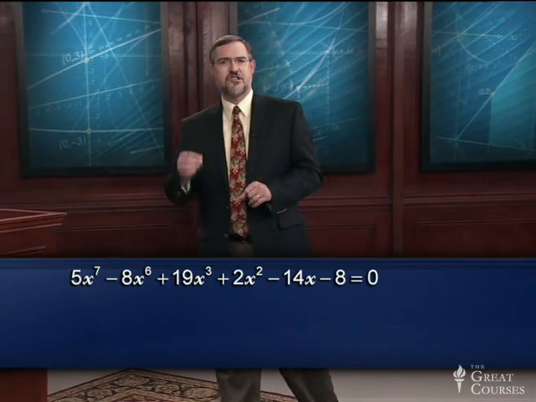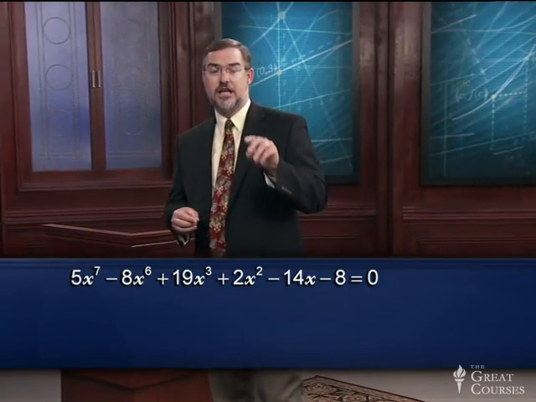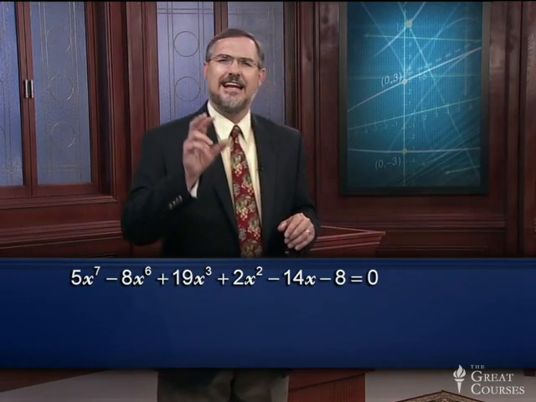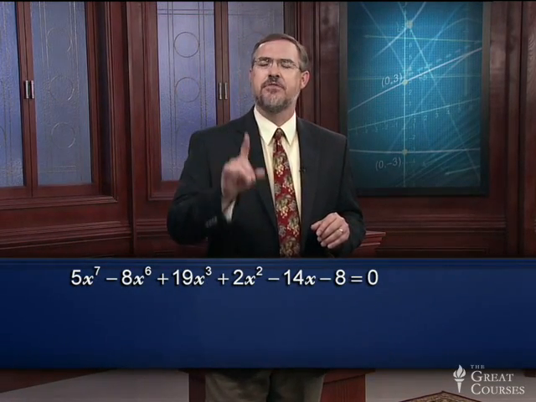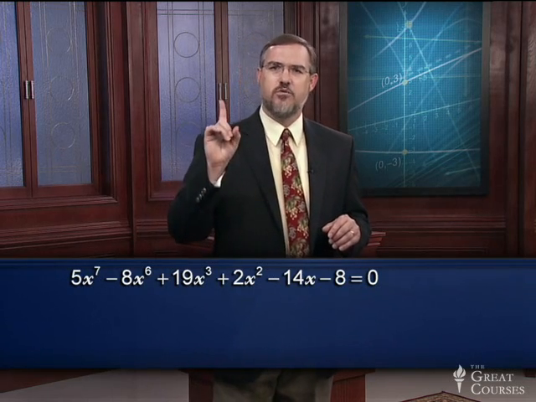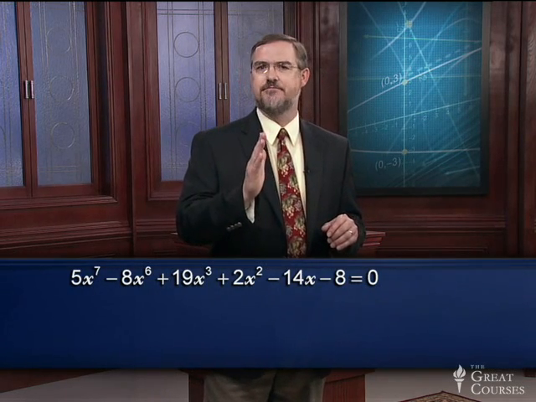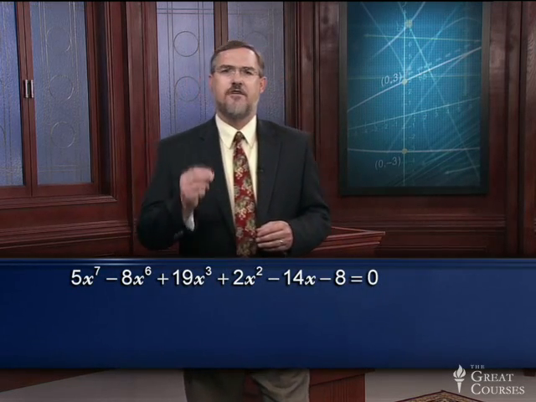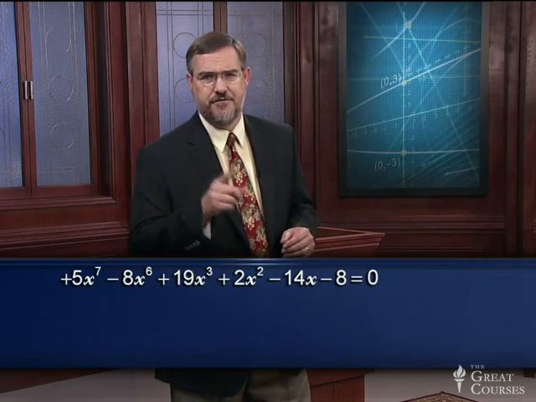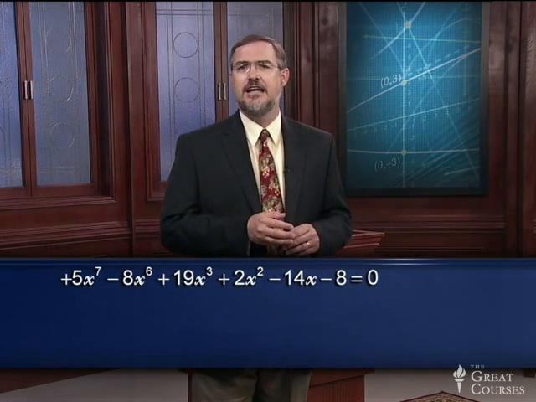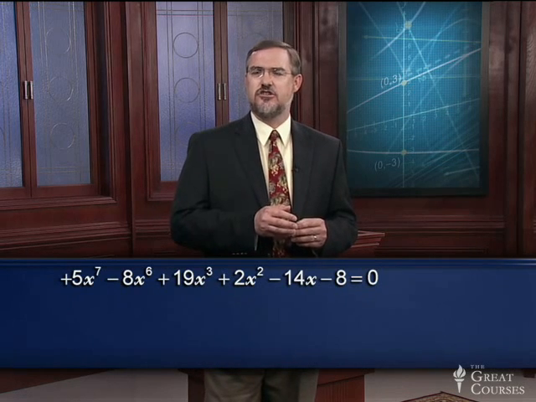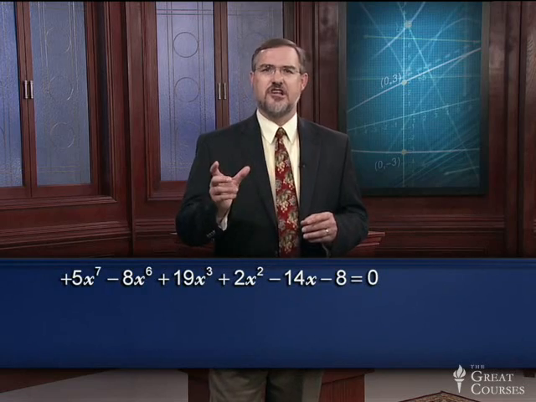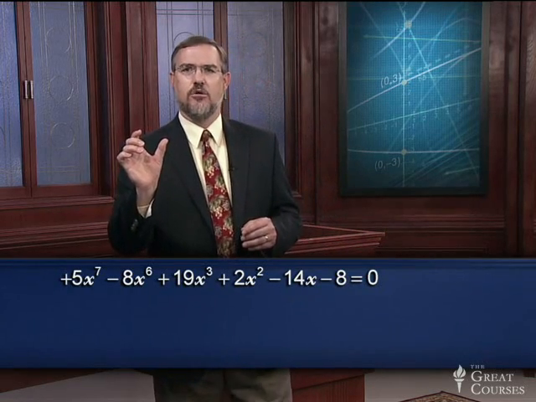The rule first says to start with the polynomial in standard form, and that's the way our left-hand side already looks, and it asks us to see how many times the sign changes as we read the polynomial from left to right. So let me remind you again, the polynomial that we have is positive 5x to the 7th, minus 8x to the 6th, plus 19x cubed, plus 2x squared, minus 14x, minus 8.